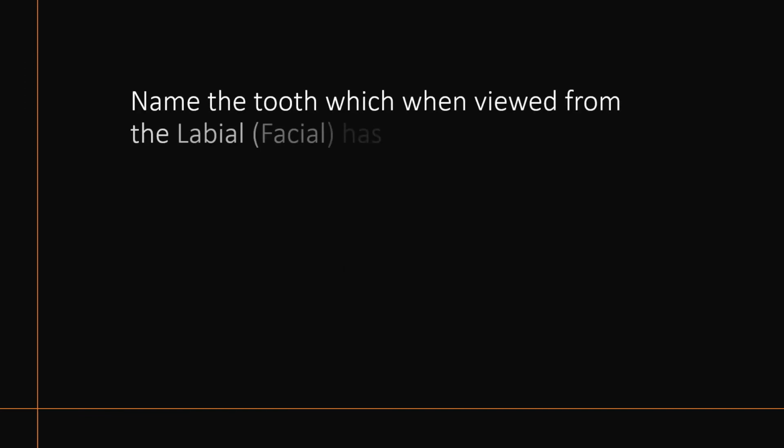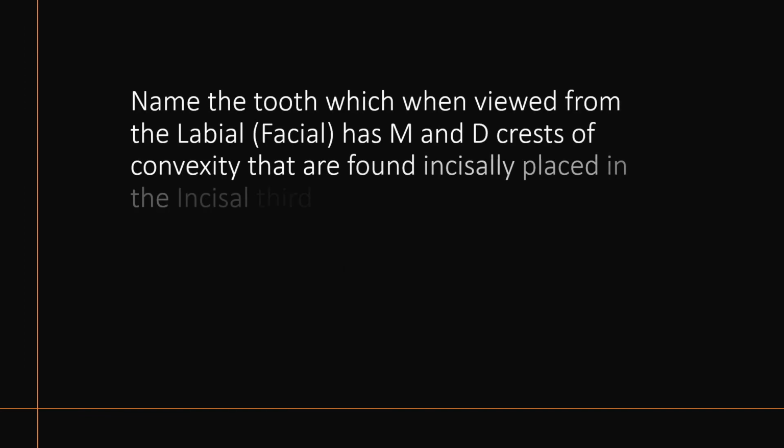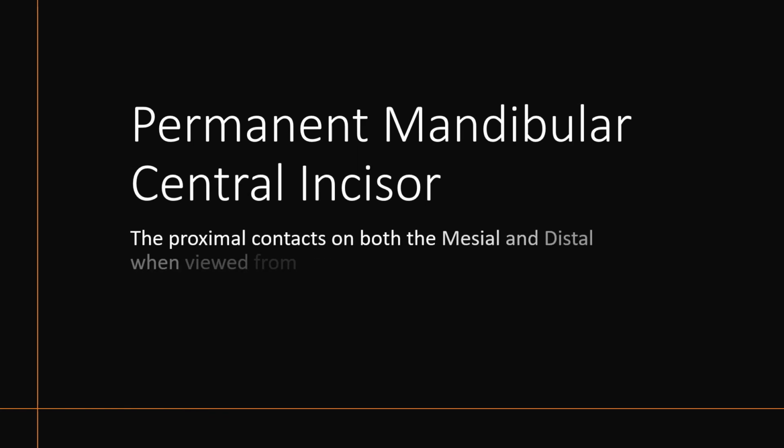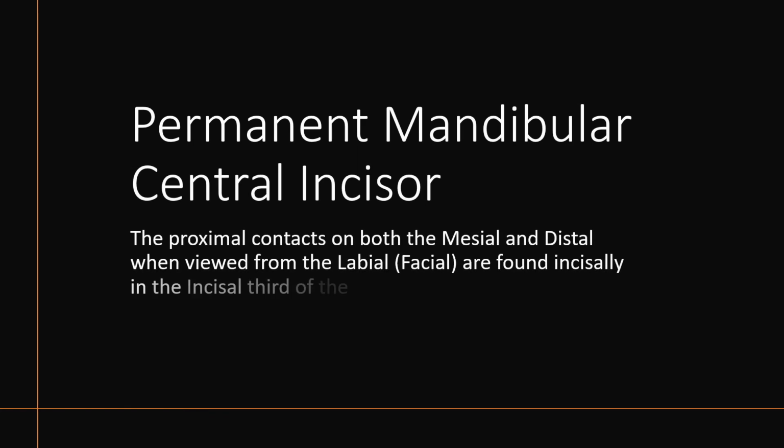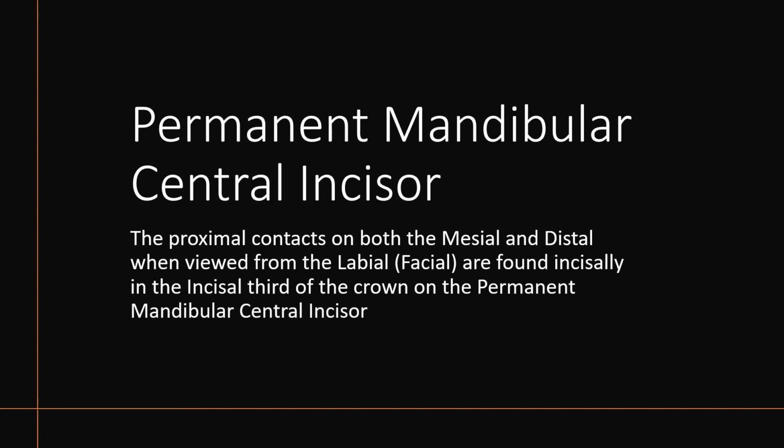So the question is, name the tooth which, when viewed from the labial or facial aspect, has mesial and distal crests of curvature that are placed incisally, in the incisal third of the crown. This is the permanent mandibular central incisor. It is the only tooth in which the proximal contacts on both the mesial and distal are usually found incisally, in the incisal third of the crown. That is why it is considered to be the most symmetrical tooth.